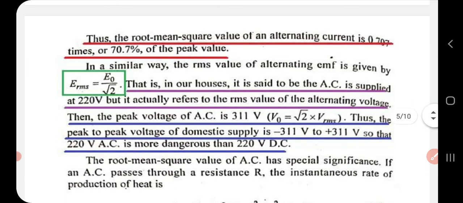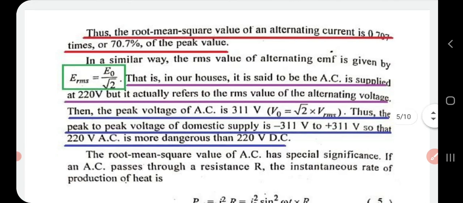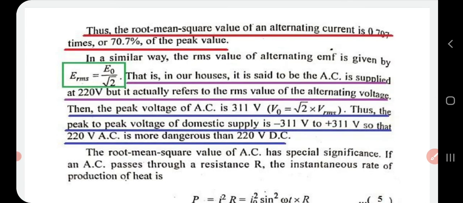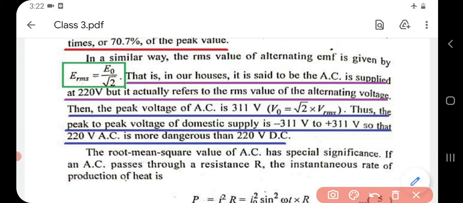Now this is a question that is probably asked: why is 220 volt AC more dangerous than 220 volt DC? We know that alternating EMF or alternating voltage is given by the expression ERMS equal to E0 by root 2. In our houses, AC is said to be supplied at 220 volt. We are getting 220 volt AC for domestic applications, but it actually refers to the RMS value of alternating voltage. So the 220 volt that you get in your house is the RMS value.